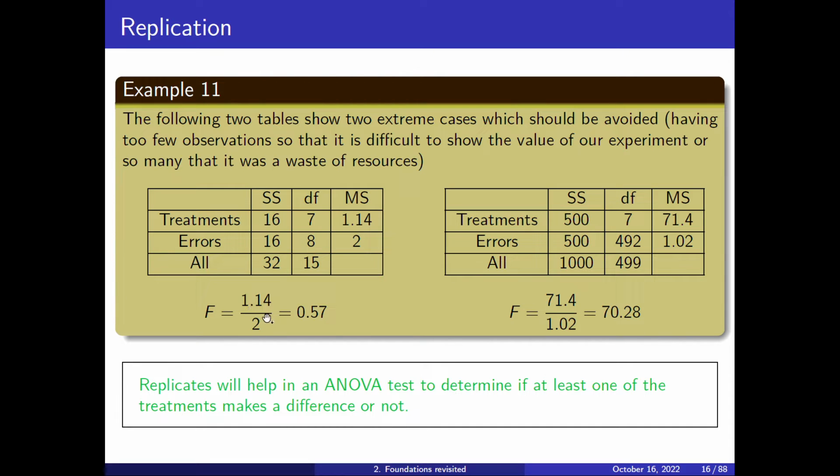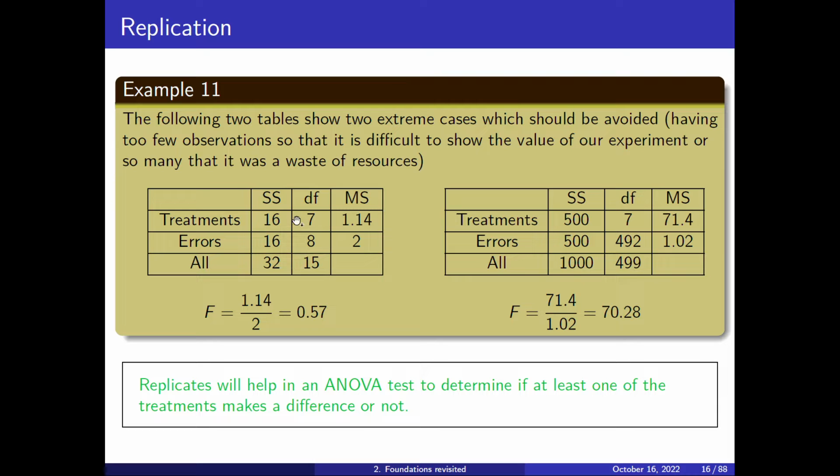In both experiments, we have 8 different treatments, and we know that because the number of degrees of freedom for the treatments is 7. Then in this example, we have only 16 experimental units, and in this one we have 500. In both experiments, the treatments and the errors both explain half of the total sum of squares. So this is 16, 16, this is 500, 500.